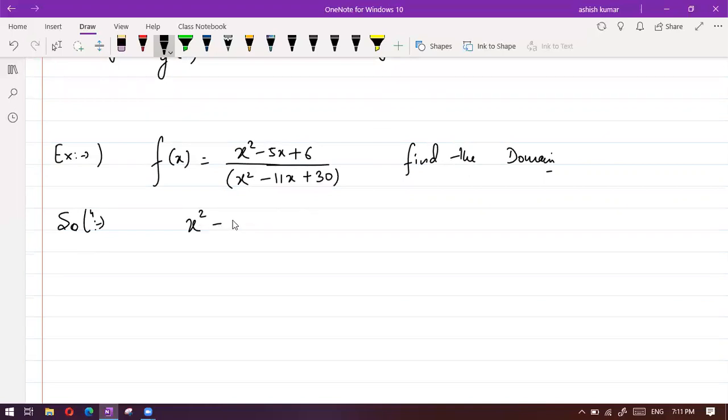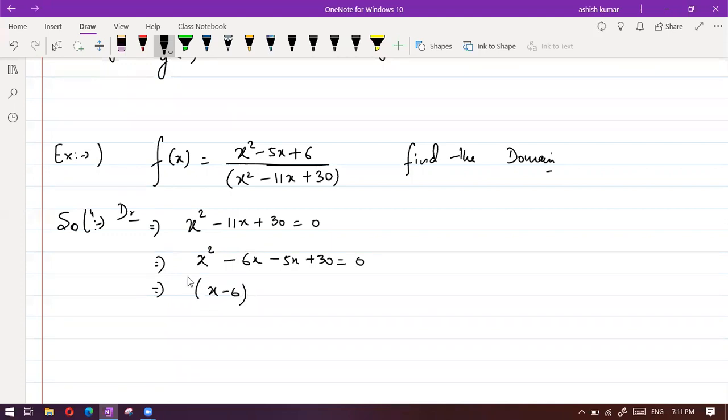So can we put that x square minus 11x plus 30 equal to 0? This is the denominator of the function. If I solve this one, what is the splitting form? 11 will be split into which two numbers, such that the multiplication is 30? 6 and 5. So x square minus 6x minus 5x plus 30. So we can say here x minus 6 common, then we can have 5 common, so it becomes (x minus 5)(x minus 6) is equal to 0. We are getting x is equal to 5 or x is equal to 6.